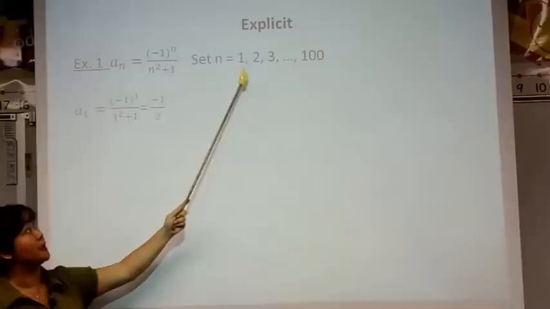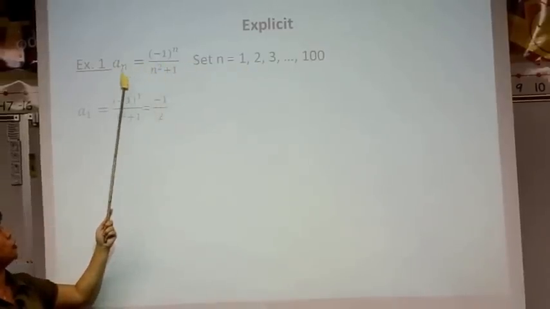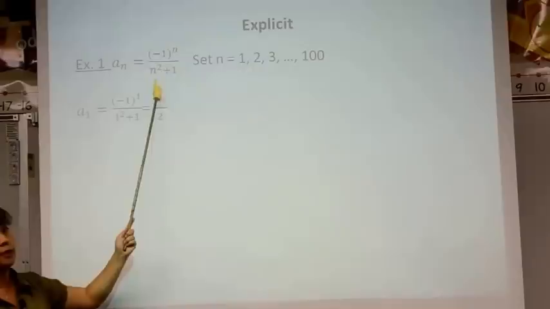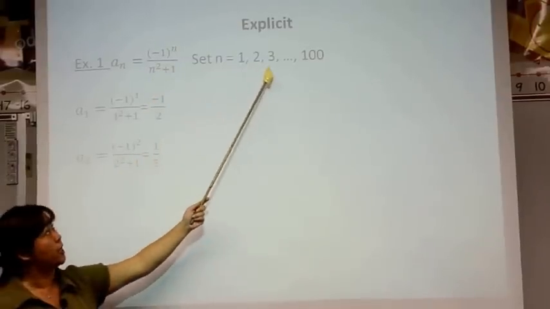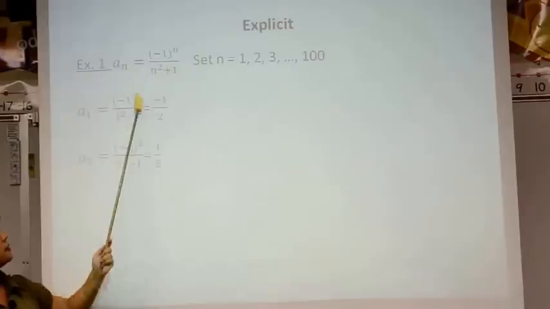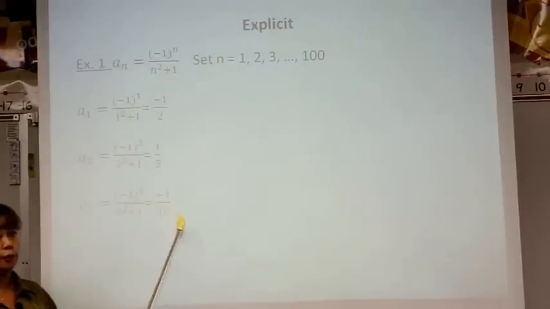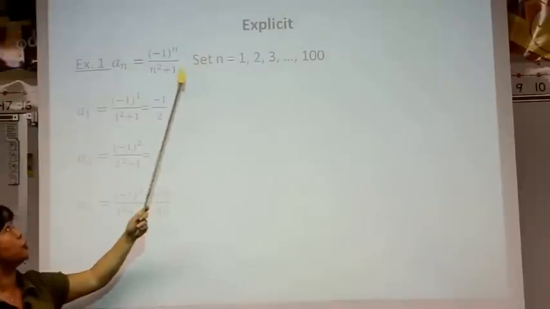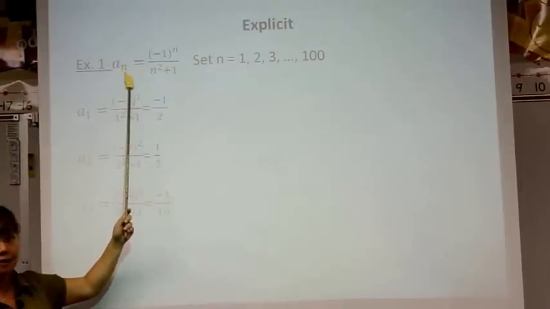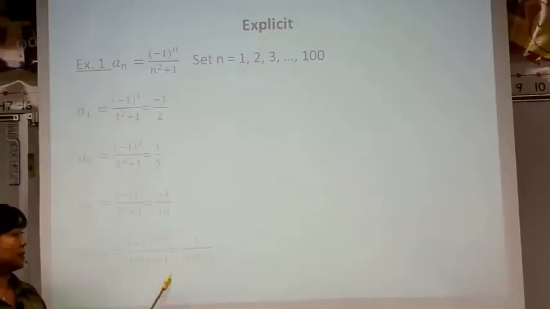If I'm looking for the second term, I substitute 2 into each of the n's, and that gives us 1 over 5. If I substitute 3 to figure out the third term, that gives us negative 1 over 10. Obviously now I can jump to the 100th term, because all I have to do is substitute 100 into all my n's, and that gives us 1 over 10,001.